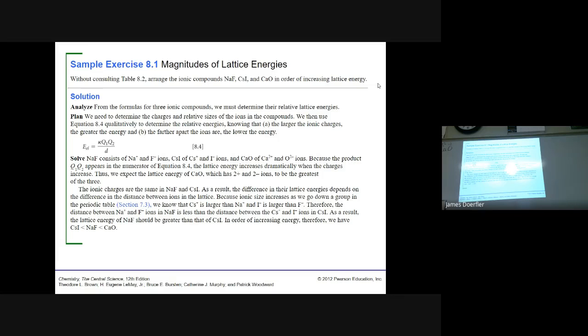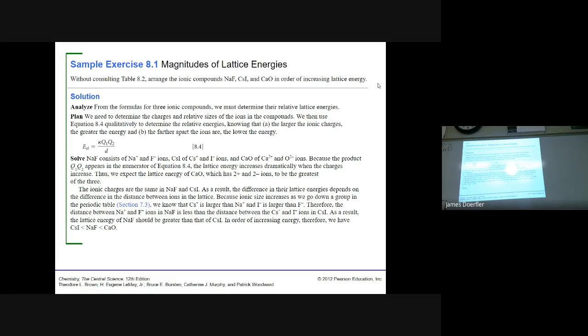Iodine, yeah. So cesium and iodine were both larger in terms of their size compared to sodium and fluorine. But what do we say about size in lattice energy from the previous slide? Lattice energy increases with decreasing size. So the smaller you are, the greater the lattice energy.